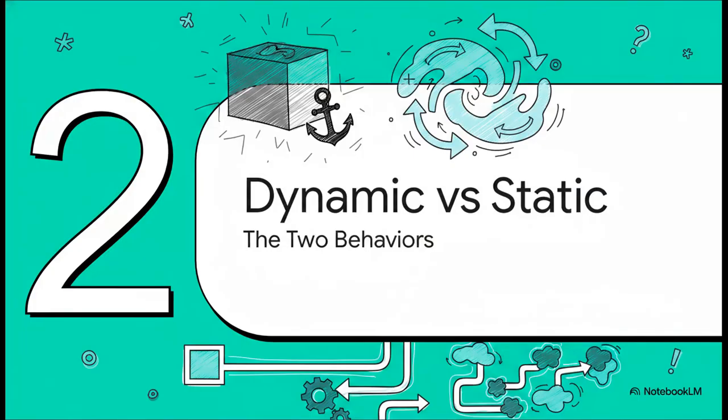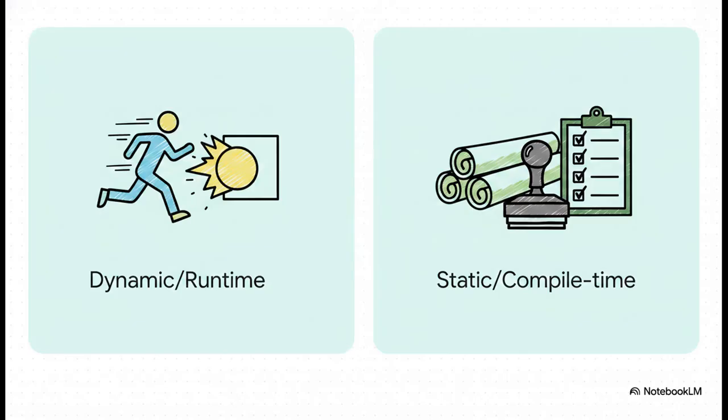Moving on to Section 2, dynamic versus static polymorphism. So we have this great divide in polymorphism. On one side, we have dynamic polymorphism. This happens exactly when the program is actually running, at runtime, using a mechanism called method overriding. The program decides what to do based on the actual object created.